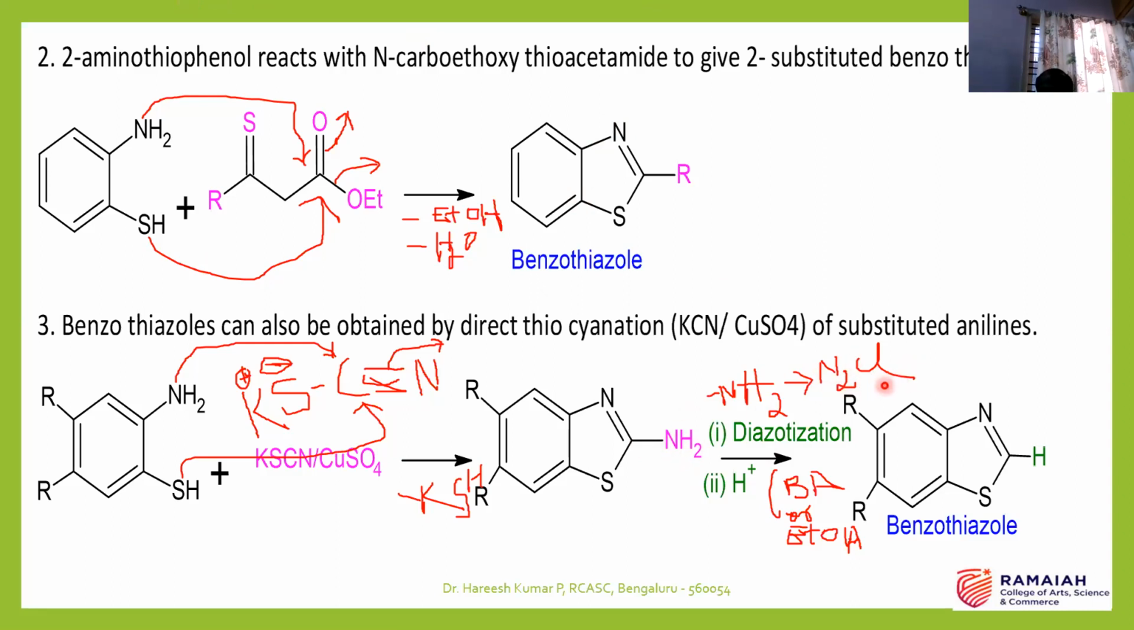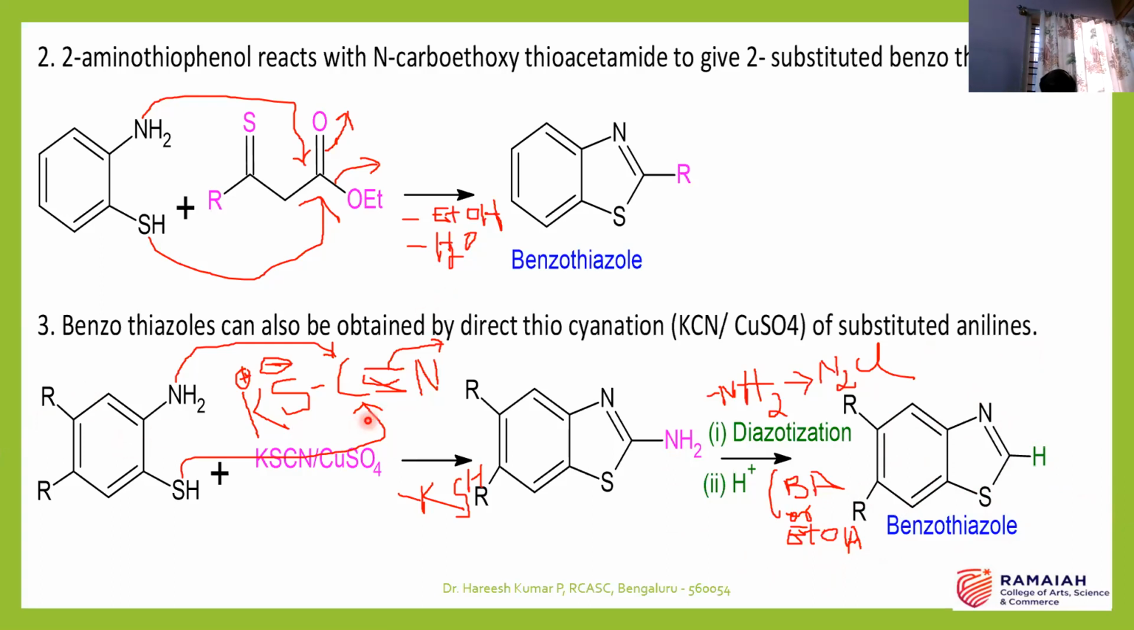N2Cl is called diazonium chloride. Once the diazonium chloride is obtained, it is treated with ethanol or boric acid; you can use either one. Ethanol or boric acid will act as a source of proton. So then N2Cl will go out, and in that place, a proton will be added. So this is how a benzothiazole is obtained, starting with aminophenol mercaptal.